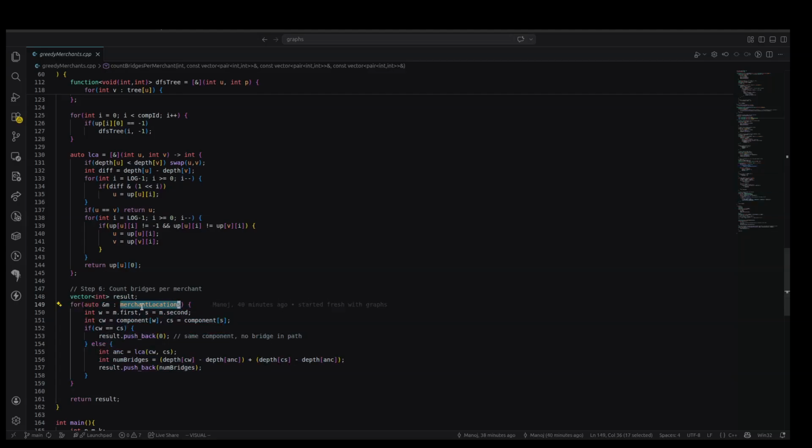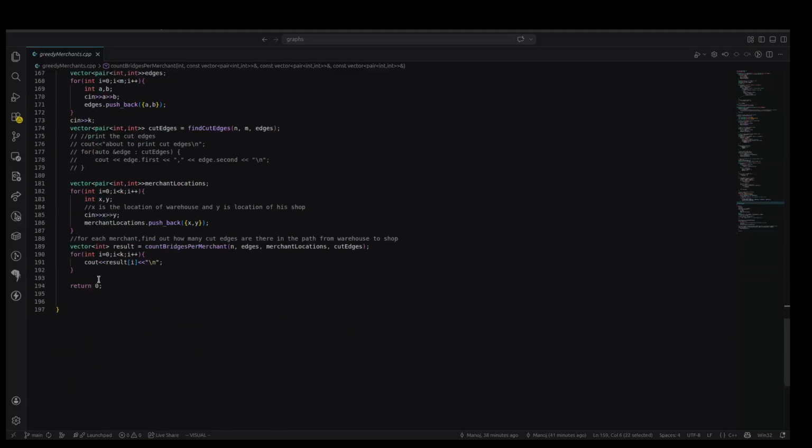And the next step is to iterate through each merchant's locations, and if they are in the same component, then you have 0 cut edges. If they're in different components, we find the LCA, and the number of bridges would be the depth at which the first component is present minus the depth at which the LCA is present, plus the depth at which the second component, like the shop's location, is present minus the depth of the LCA. That would give us the number of edges on the tree's path from the first to the second, and you just return the result and print it out.